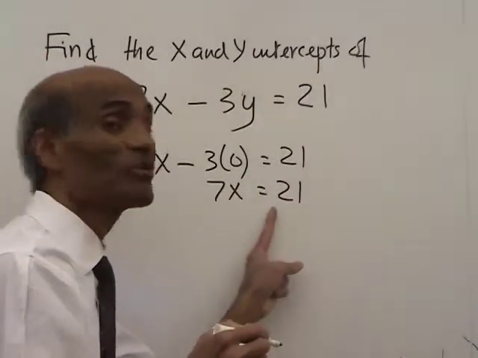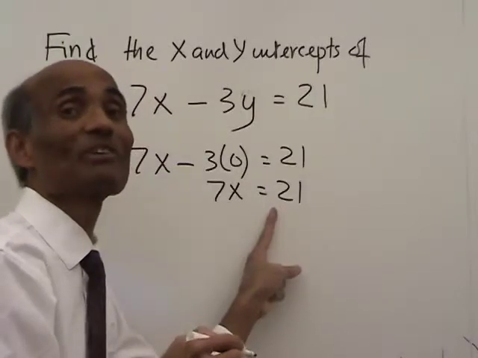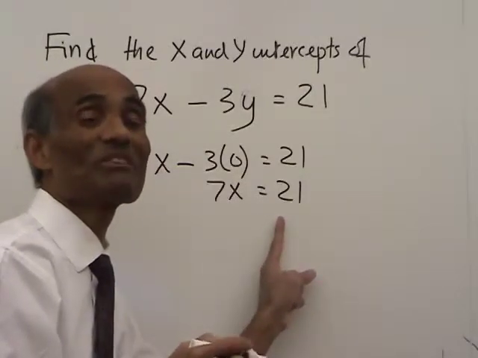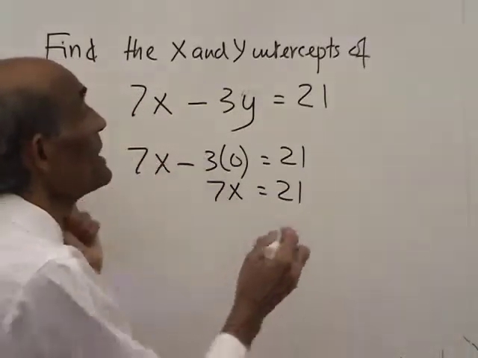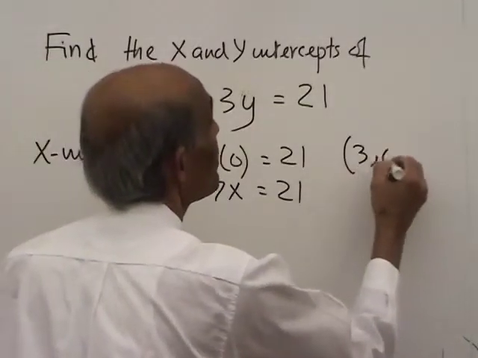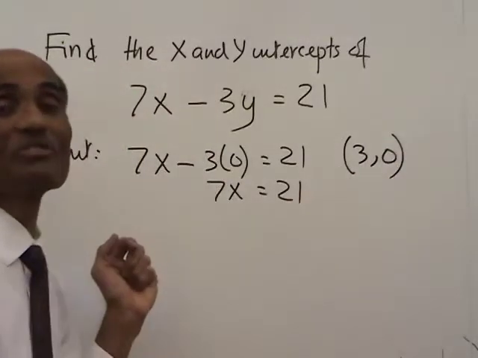If 7x equal to 21, what is x? Divide both sides by 7. We get x equal to 3. x equal to 3, y equal to 0. The x-intercept is (3, 0).